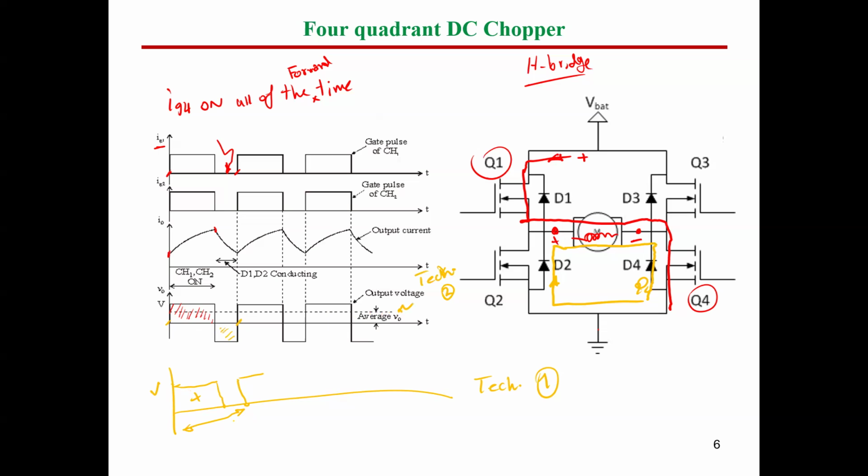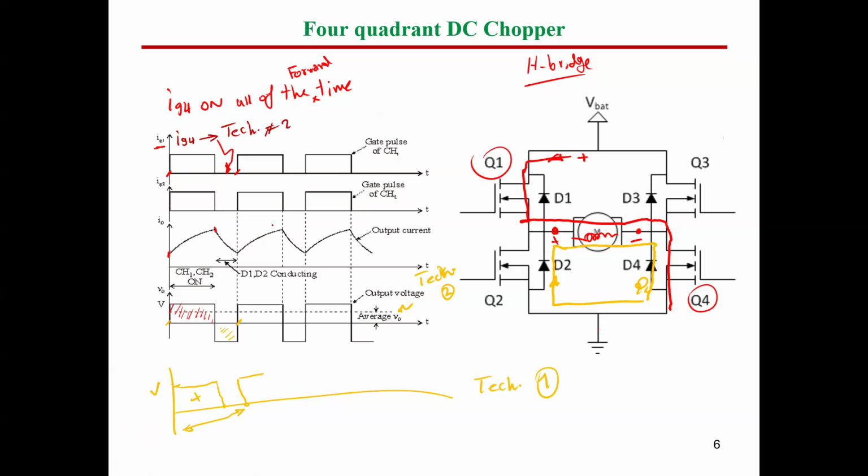So we have two techniques actually. The technique I mentioned here is technique number 2. The waveform here is for technique number 1. So this is IG1. Let me go to the other color. So this is IG1. This is IG2. And IG4 will be the same as IG1 in technique number 2. So let's say this is technique number 2.